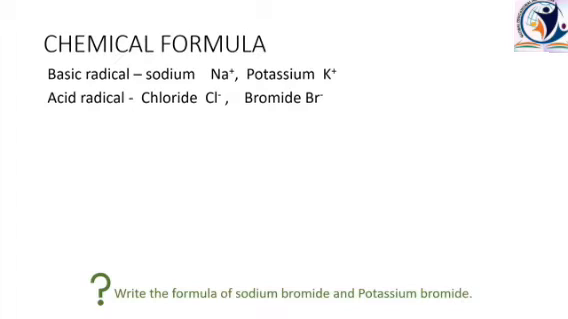Now we will see how we can make formulas with the help of these radicals. I have taken here basic radicals as sodium Na plus ion and another basic radical potassium K plus ion. Similarly, acid radical Cl minus ion and bromide radical Br minus ion. Now by the combination of these four ions, we are going to make the formulas.